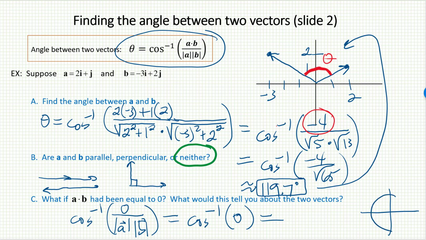Inverse cosine knows about angles from 0 to 180. Cosine tells you the x coordinate on the unit circle. There's only one spot between 0 and 180 that has an x value of 0, and it's right here. So cosine inverse of 0 is just 90 degrees. That would mean, of course, that the two vectors would be perpendicular. And that's kind of a famous vector result. If the dot product of two vectors comes out to be 0, you know that they are perpendicular vectors.